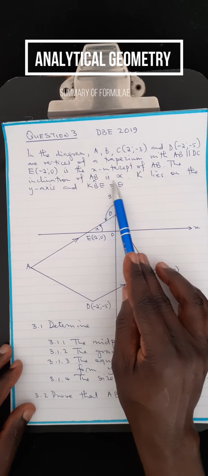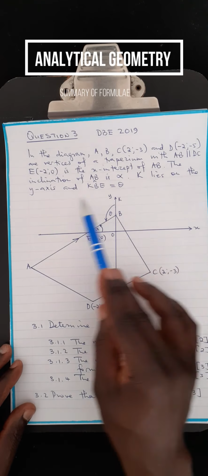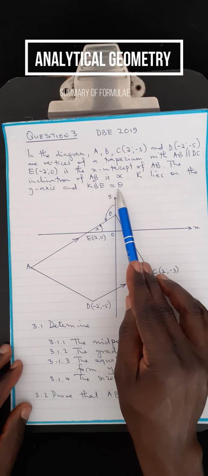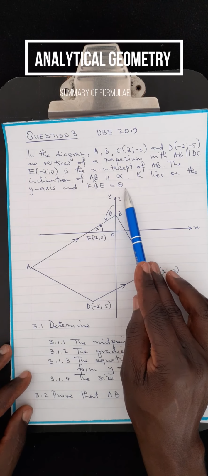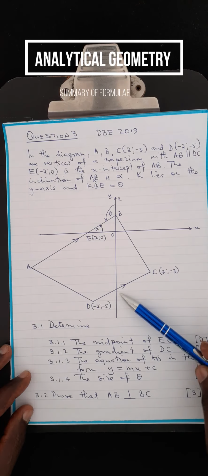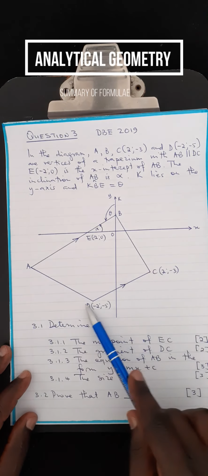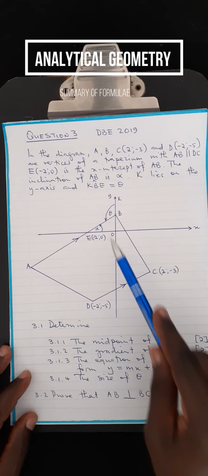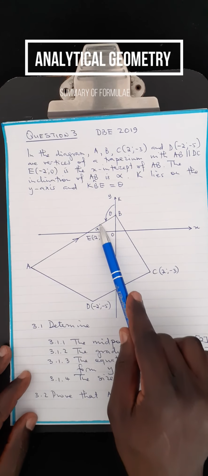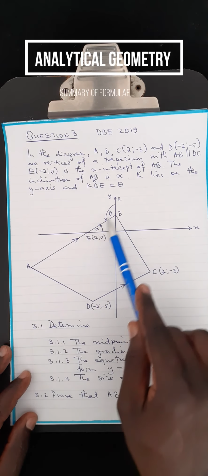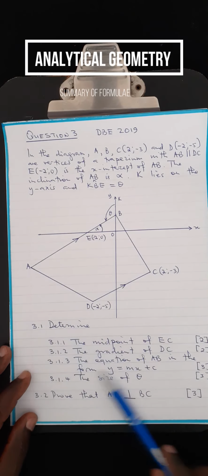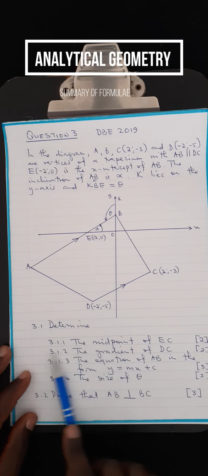The inclination of AB is alpha. K lies on the y-axis and angle KBE is equal to theta. So I extracted this question from the question paper. We've got our trapezium ABCD and the coordinates given. Alpha is that angle and KBE is theta. So we have these questions which we must answer.